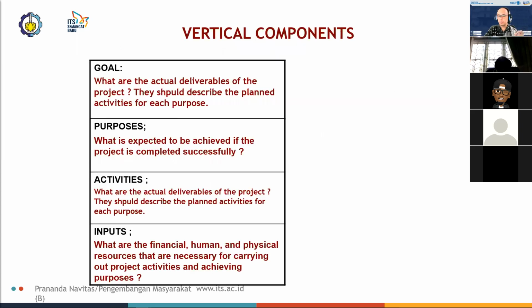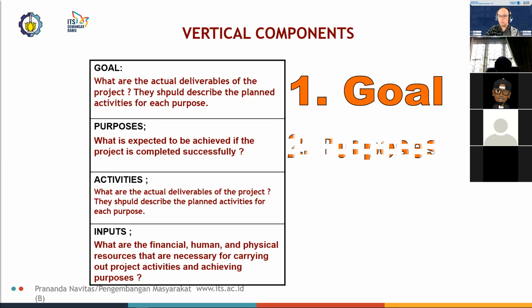So the vertical components are, of course, very similar. What are the goals? What are the actual deliverables of the project? They should describe the planned activities for each purpose. And then, secondly, what is expected to be achieved if the project is completed successfully?